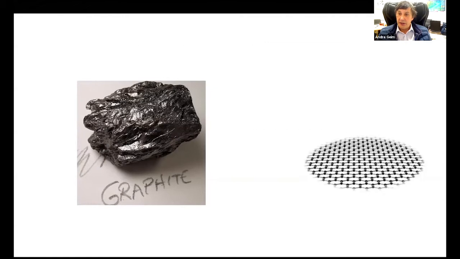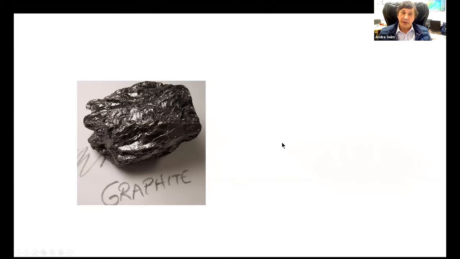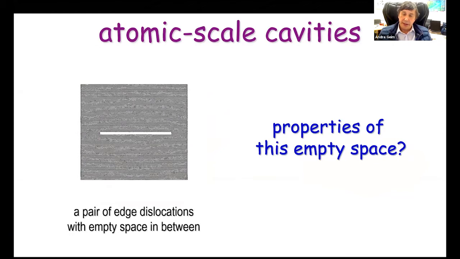So what would be happening if we change the sequence? Instead of forgetting about this big block of graphite, we'll forget about graphene and ask yourself a question, what is left behind? And what is left behind is quite obvious. If you extract a single atomic plane, you will have a pair of dislocation and an empty space in between.